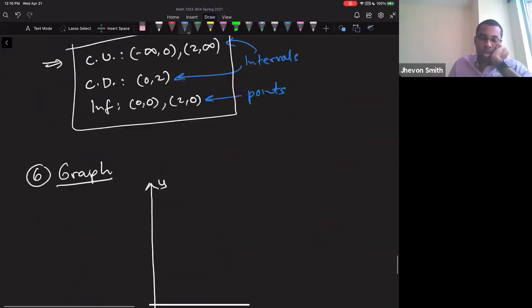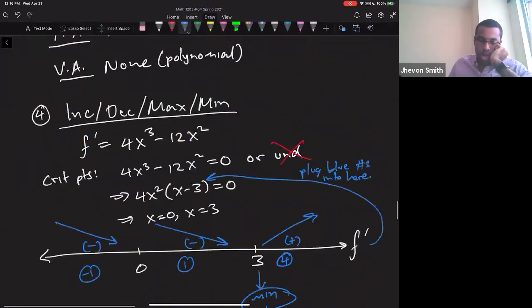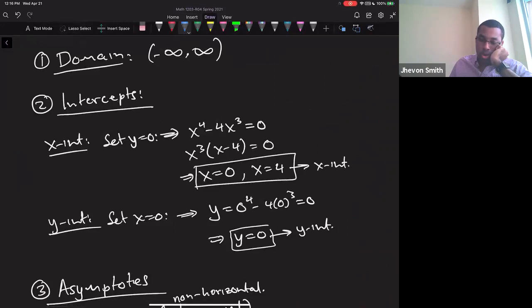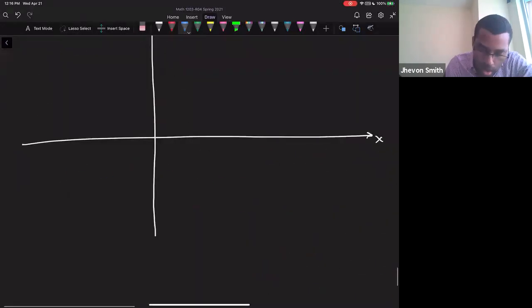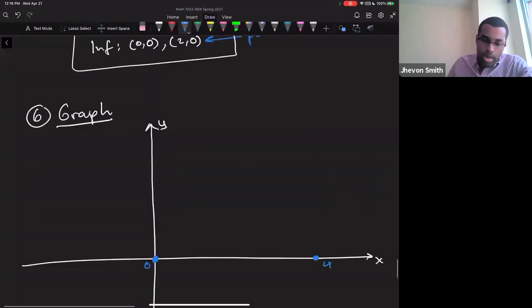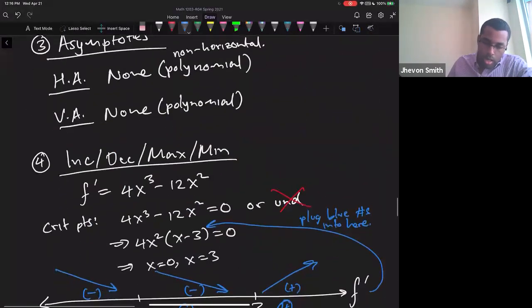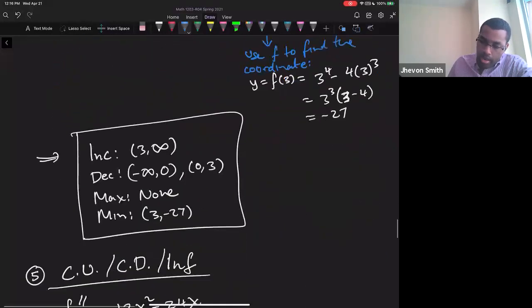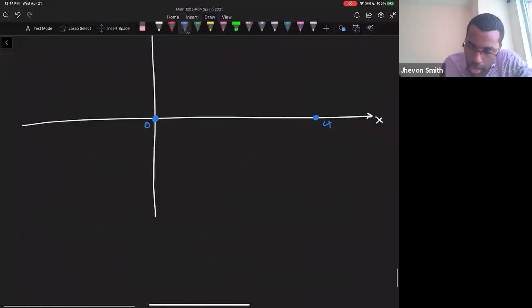What do we put in? The coordinates first. What are the coordinates? Well, my x-intercepts are 0 and 4. My y-intercept is 0. So this is an intercept, and this is an intercept. All right, what other coordinates do we have? We have a minimum at 3, negative 27. So at 3, let's just make this random number negative 27, I have a minimum.